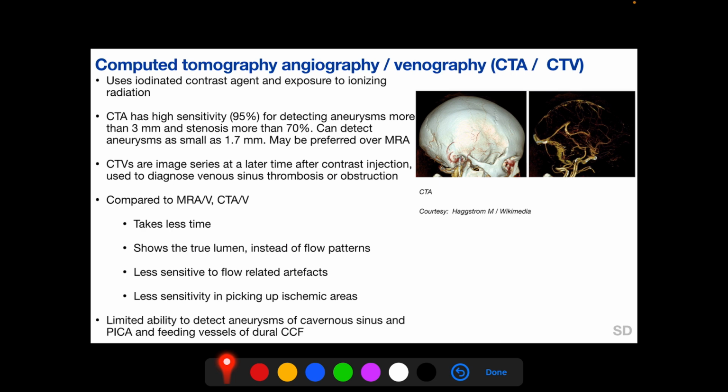CTVs are image series at a later time after contrast injection used to diagnose venous sinus thrombosis or obstruction. Compared to magnetic resonance angiography and venography, CTA and V takes less time, shows the true lumen instead of the flow patterns. It is less sensitive to flow related artifacts. However, it is also less sensitive in picking up ischemic areas.